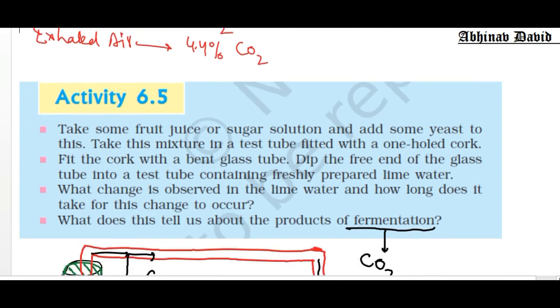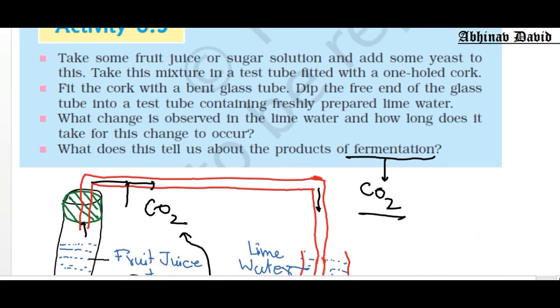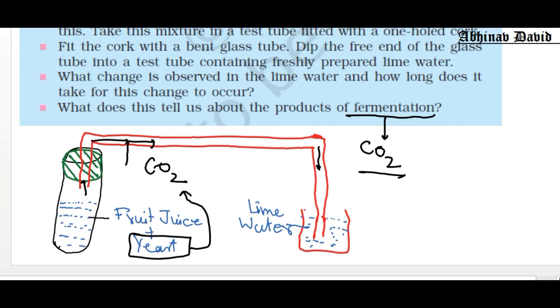Now in activity 6.5, this one hole cork is fitted. This is an airtight cork. So it is telling us about anaerobic respiration. So in anaerobic respiration also carbon dioxide is released. So in both the cases, whether it is aerobic respiration or anaerobic respiration, carbon dioxide is produced.